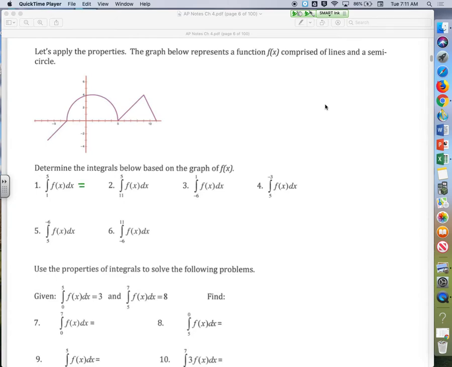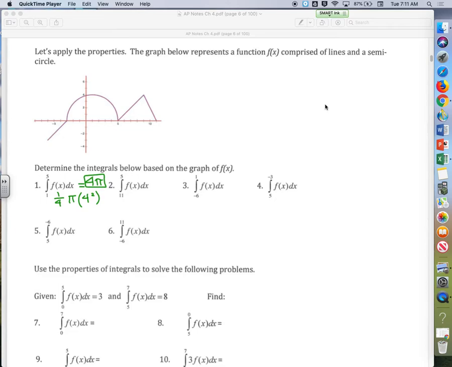So we're looking for the area from 1 to 5, so from here to here. And if you look at that, it's just a quarter of a circle. So you have an area formula for that: 1/4 pi times the radius squared. Looks like the radius is 4. So 4 squared would be 16, divided by 4 is going to give us 4 pi for that area. We went from left to right, so that's a positive value.